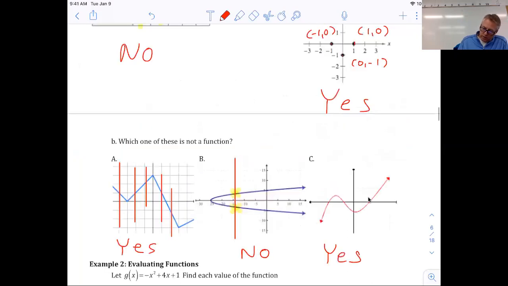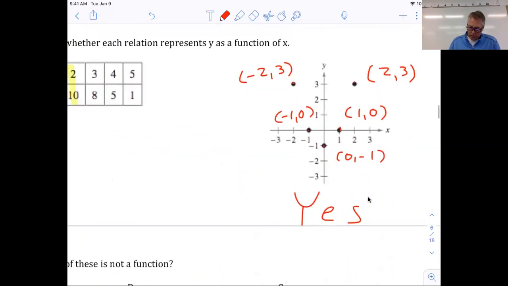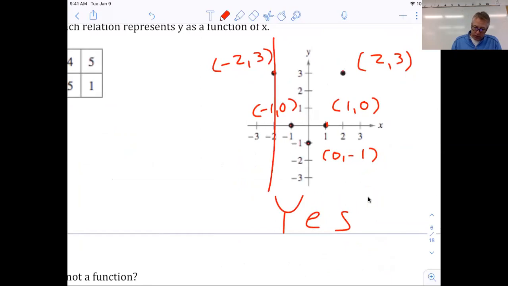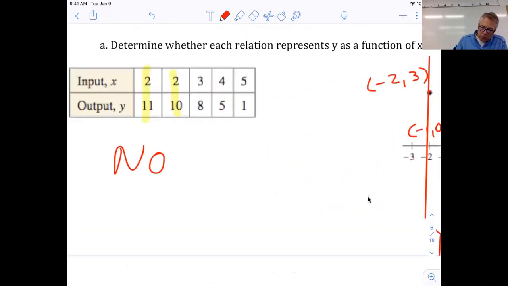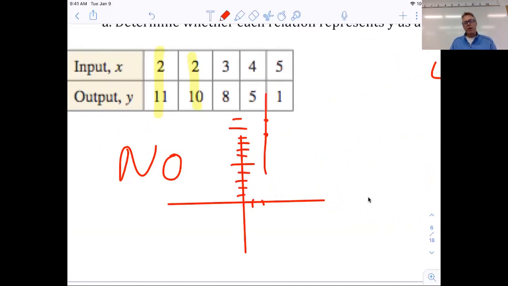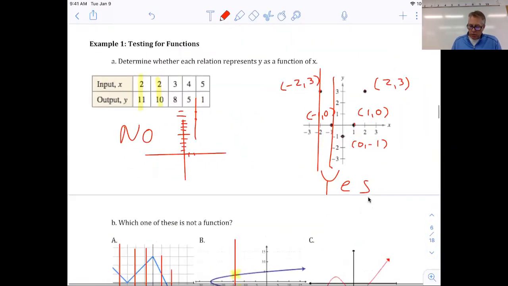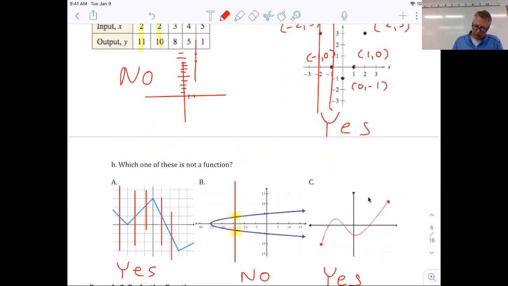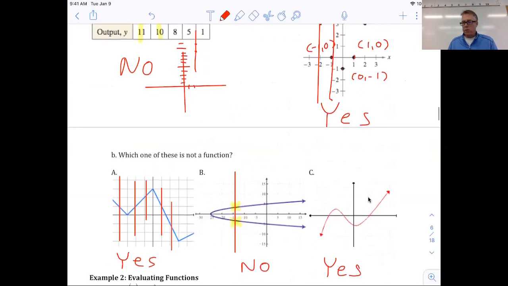And if you think about these examples we did up here, this passes the vertical line test. When I draw a vertical line, it only hits that point in 1 spot. If you were to graph these points, for an input of 2, we had an output of 11. And then for an input of 2, we had an output of 10. That doesn't pass the vertical line test. So that's another reason it's not a function. So it has to pass the vertical line test. All right, any questions before I move on from that?